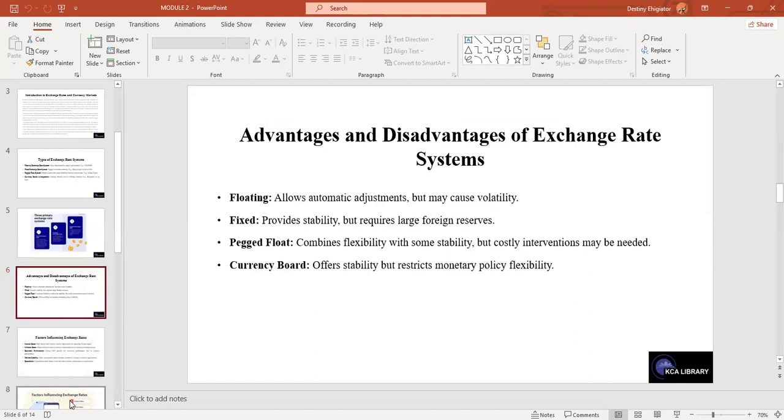Then we're looking at some of the advantages and disadvantages of the exchange rate systems. Now, for floating, it allows automatic adjustments, but may cause volatility. For fixed, it provides stability, but requires large foreign reserves. For the pegged floats, it combines flexibility with some stability, but costly interventions may be needed. For the currency board, it offers stability, but restricts monetary policy flexibility.